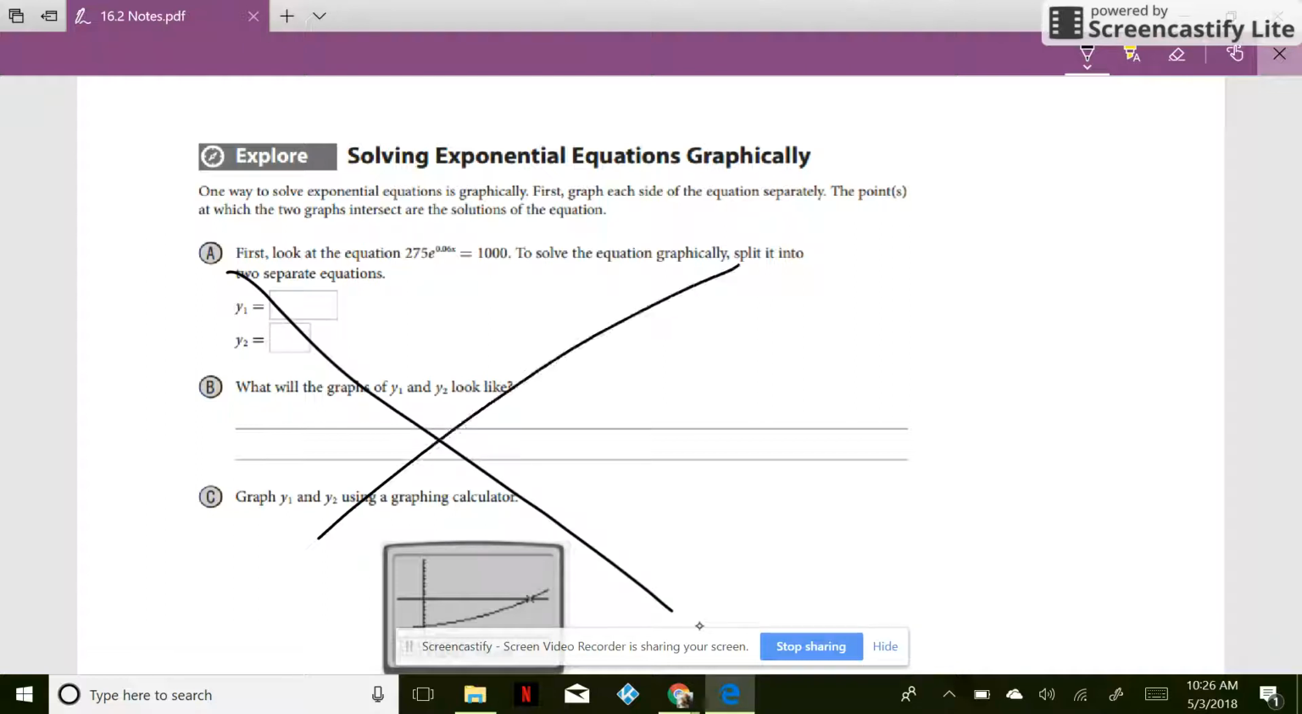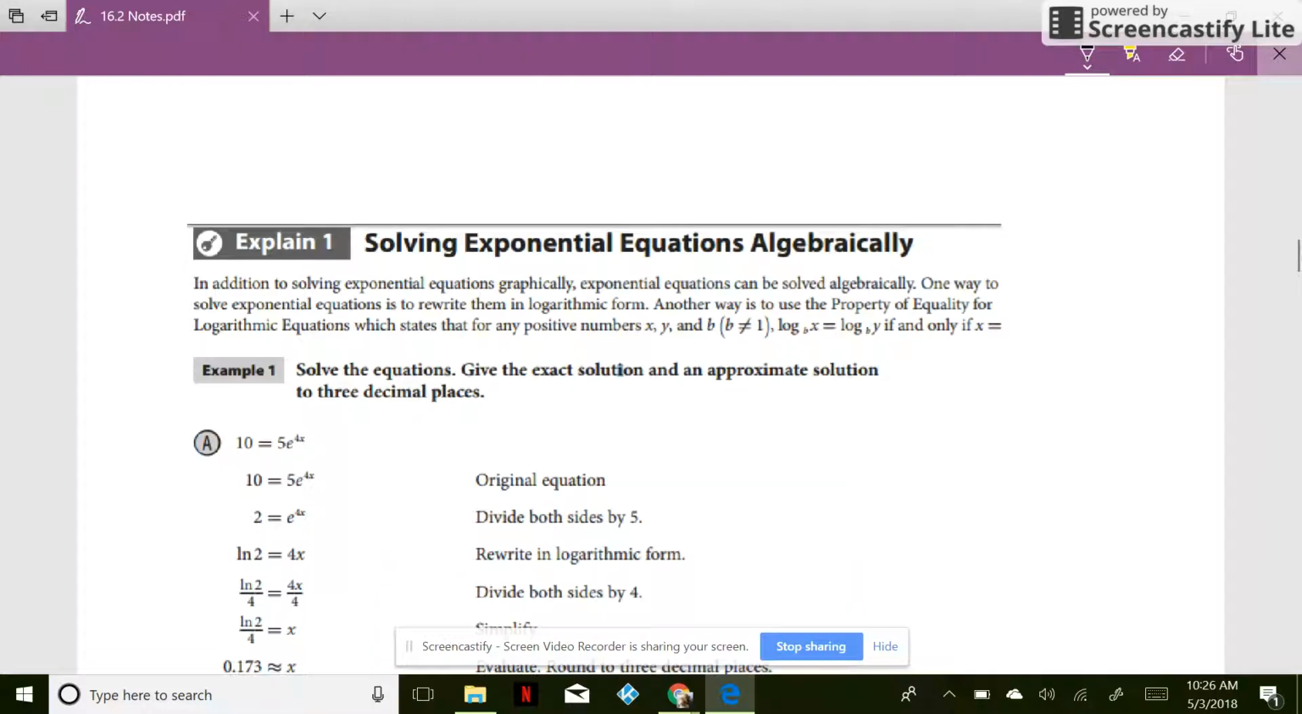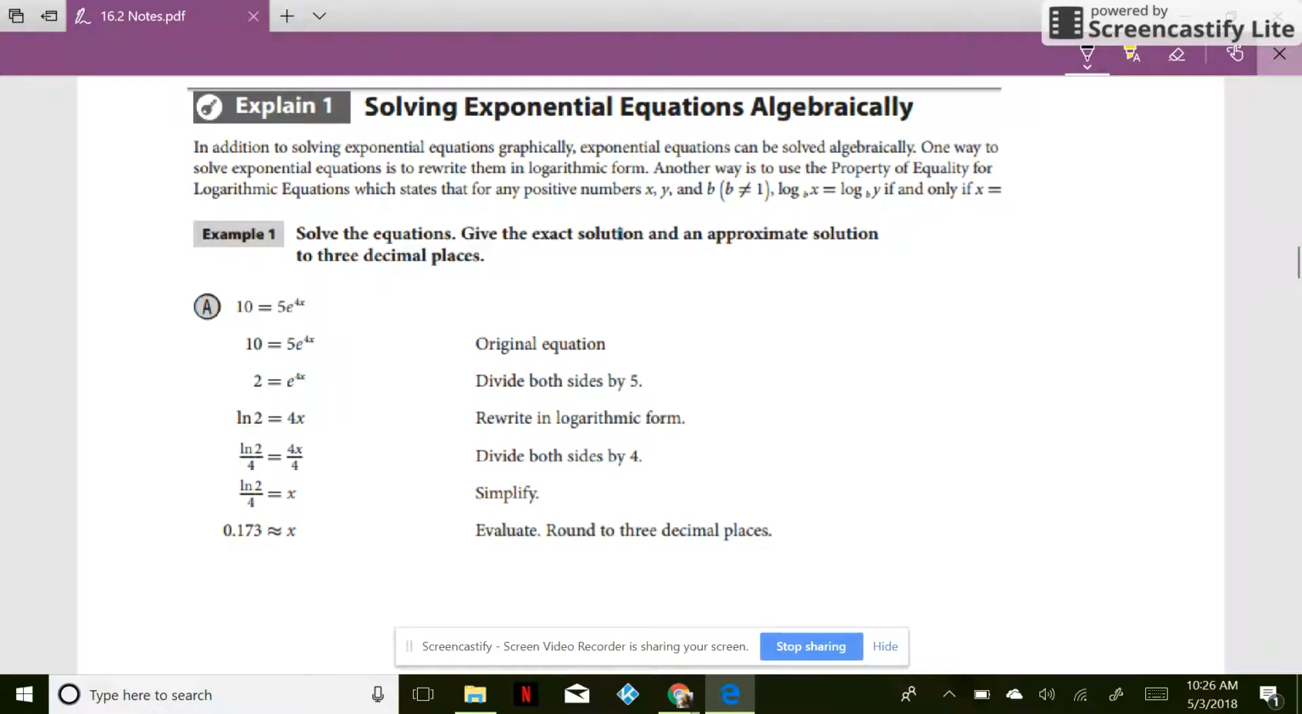Now, the only thing we really need to get from this page is if you want to solve these graphically. We're focusing again on algebraically, but if you want to solve them graphically, you'll solve them the same way we have been doing other problems graphically. You graph each side of the equation and then see where they intersect. So pretty straightforward thing to do there. Algebraically is what we're working towards here.